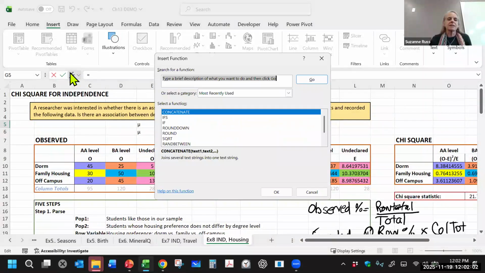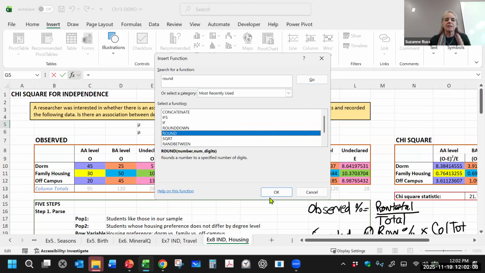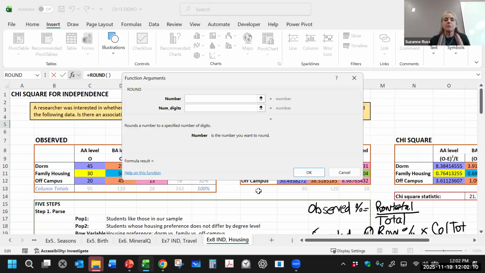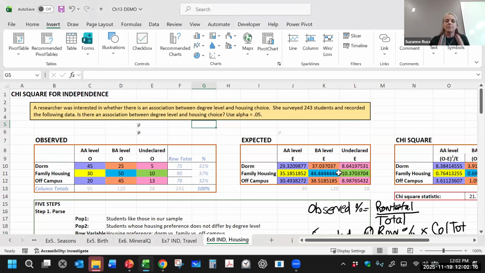If you use this FX bar, you can look up a formula, round or whatever, and it'll tell you exactly how to do it. That can be helpful if you don't know. It'll tell you what number you want to round and how many digits you want to round to. But in general, it's better to just know your formulas. That's why I teach it that way. It's quicker, and then you know what you're doing instead of relying on a black box wizard to tell you.